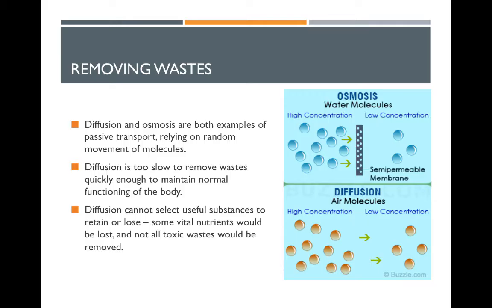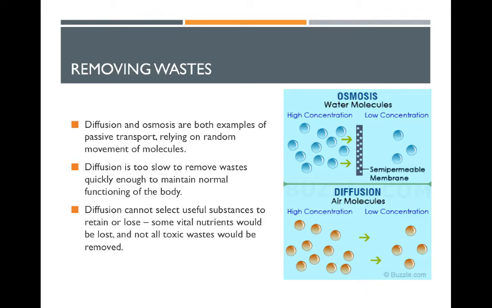So diffusion and osmosis are both types of passive transport, okay? So they rely on random movement of molecules from high concentrations to low concentrations along the concentration gradient, okay? So the main two reasons that diffusion can't be used to get rid of nitrogenous wastes are that it's too slow, okay? It's a reasonably slow process, and nitrogenous wastes are poisonous in our body, so we don't want them to build up. And so diffusion isn't quick enough to get rid of those wastes from our body at the speed that we need them to be gone, essentially.